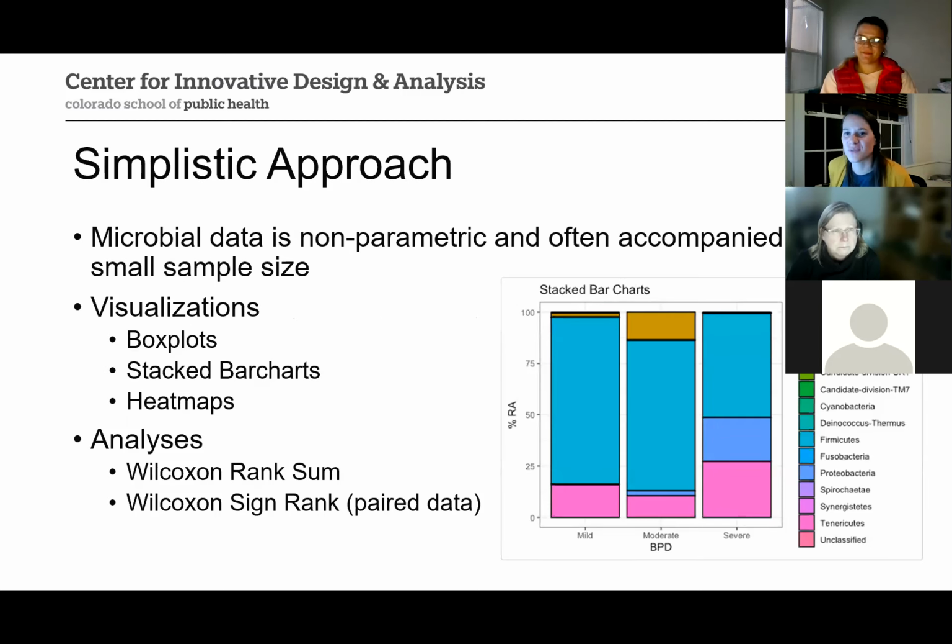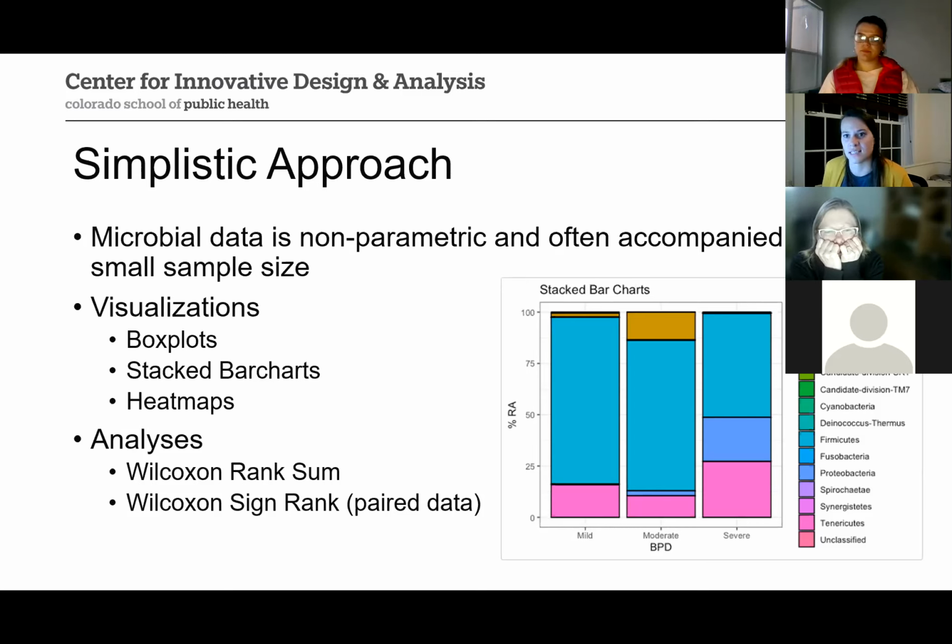So the first way to think about this is just a simplistic approach. Again, as I said, microbiome data has small sample sizes, so we don't want to go throwing the craziest models at stuff that only has 25 samples. So we want to think about things like visualization and descriptives. Great visualizations are things like this bar chart here, where we're asking what the most abundant taxa are and whether they are different between our groups. The other thing is we can do what is similar to a t-test, but for non-parametric data. So we think about things like Wilcoxon rank sum, and Wilcoxon signed rank for paired data.